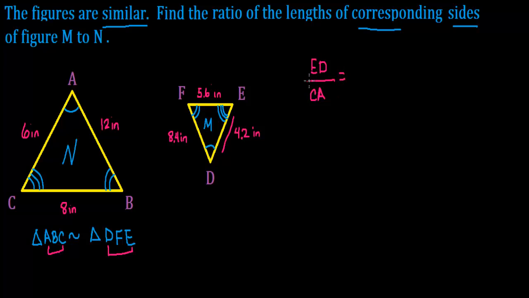Because I want to find the ratio in numbers, not in letters. So for the length ED, I substitute how much it is for its length. The length is 4.2, so I'm going to write 4.2 in substitution of ED. And then for CA, I look at this figure, and this side, CA, measures 6 inches.